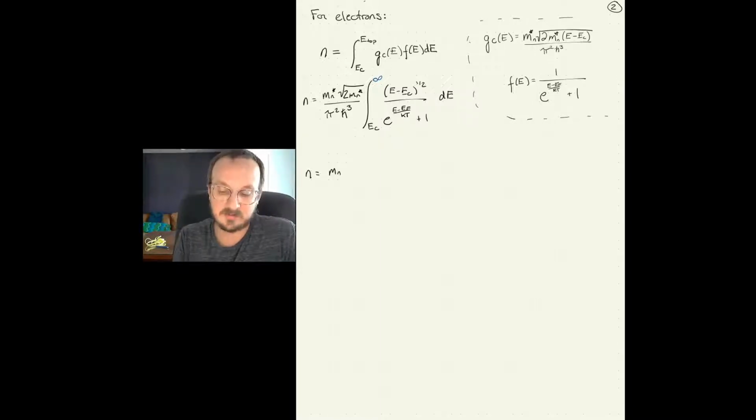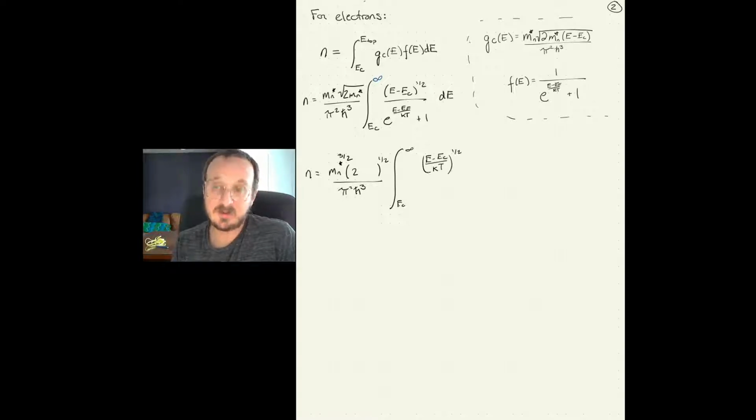Let's pull the effective mass out. Okay, so we get effective mass, and let's do 2 to the 1/2. I'm going to leave some space. So the effective mass we're going to pull out, this would be to the 3/2. And we're going to divide by pi squared h bar cubed. Now we're going to integrate from EC to infinity. And now let's divide by kT to the 1/2. So we have (E minus EC) over kT to the 1/2. So that means we need to multiply by kT to the 1/2 to get the same value. Okay, so we're going to divide and multiply by kT to the 1/2.